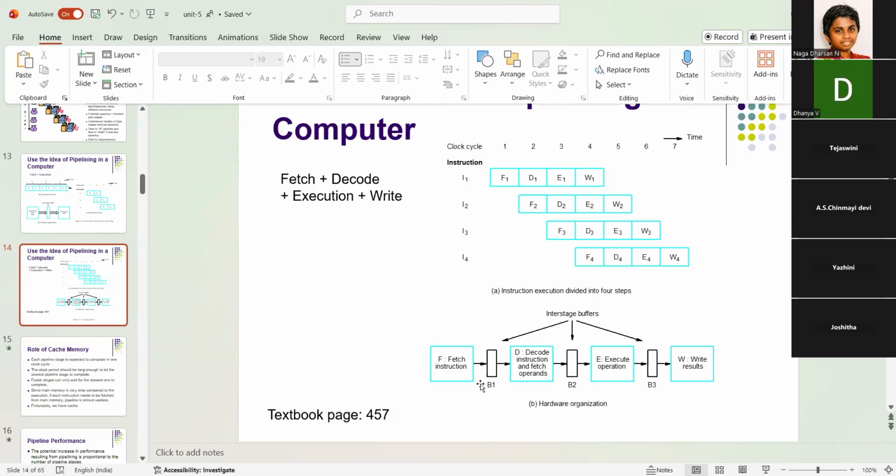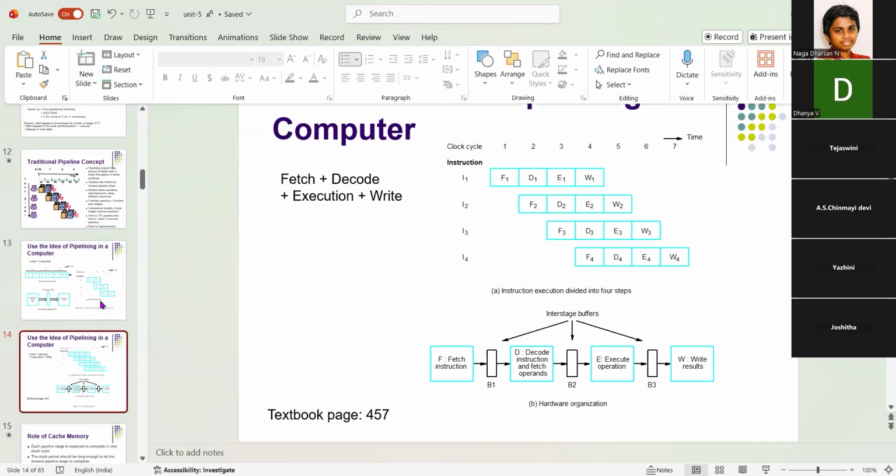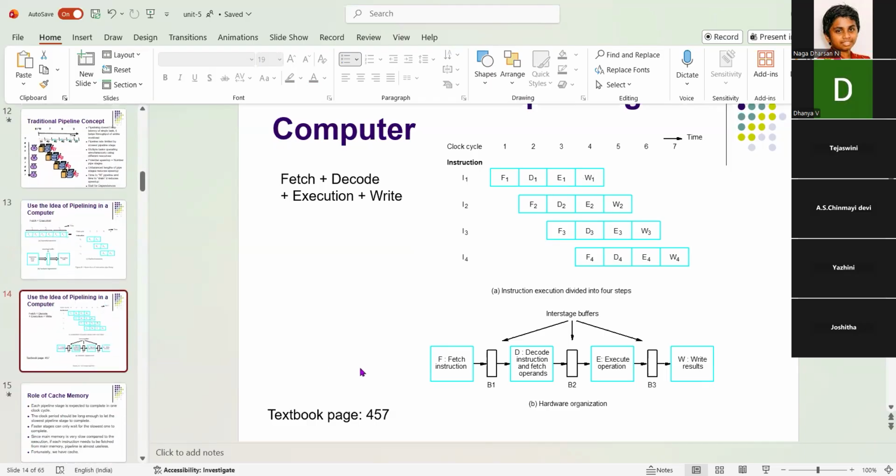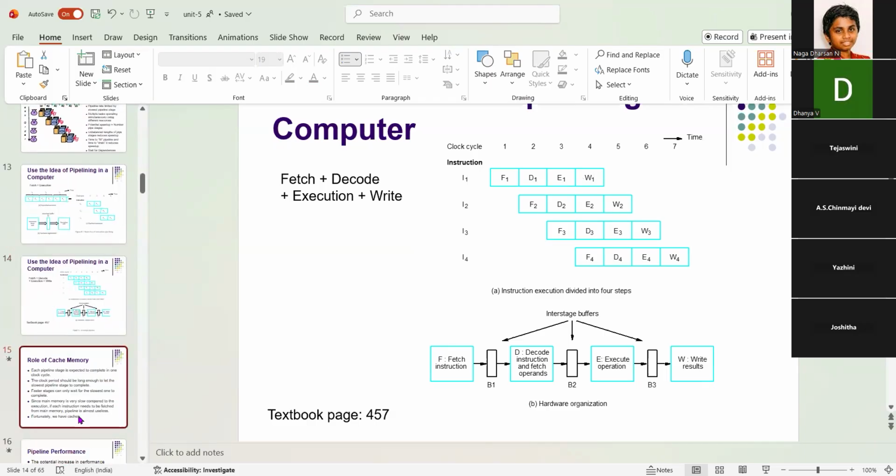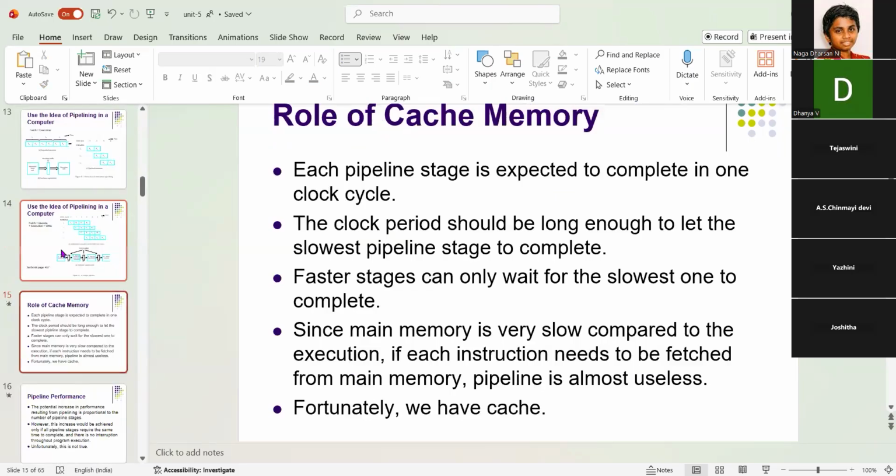So as you increase your number of stages, you need to increase your number of buffers also, right? You should reach a limit, and you should ensure that the number of pipelining stages does not itself defeat the purpose of pipelining. That is what we looked at before: why can we not increase k so much? Okay, so now the role of cache memory.